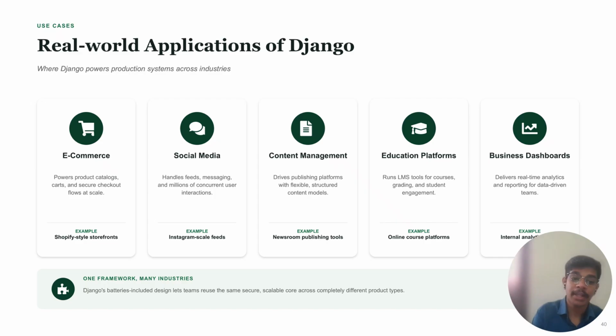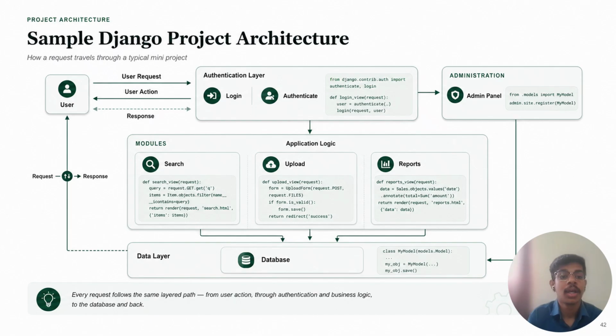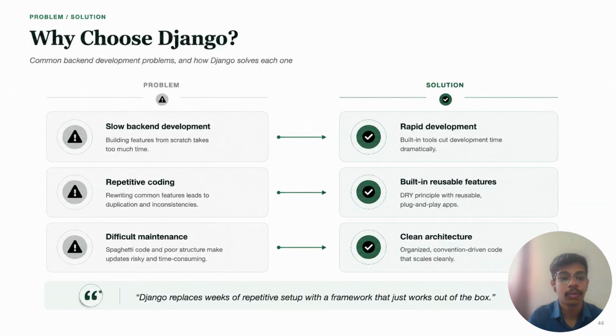Moving towards the real-world applications of Django, Django is used in e-commerce, social media, content management, education platforms, and business dashboards. Popular websites built with Django are Instagram, Pinterest, Mozilla, Disqus, and NASA. A simple Django project architecture is the users, then login authentication, application logic, and then the database layer and administration panel. The project modules are the authentication module, user module, admin module, database module, and the front-end module.